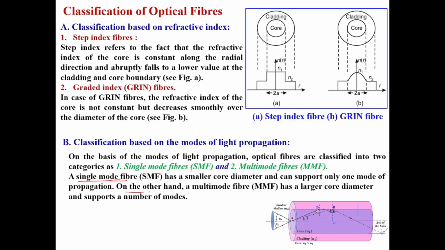But in the case of multi-mode fiber, it has a large core diameter and can support a number of modes. More than one frequency of light can propagate through multi-mode fiber. But in the case of single mode fiber, only one frequency signal can propagate. So this is the basic, in short, the classification of optical fibers.